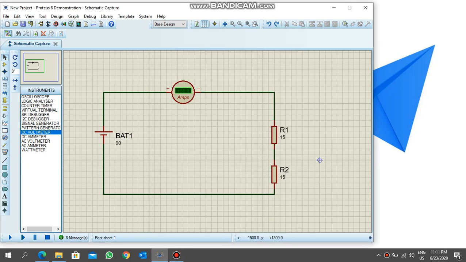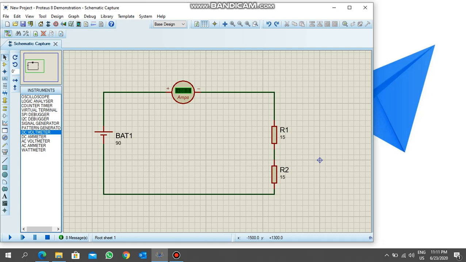Today is our lab 4 for Proteus circuit analysis. In this lab we will see how we can find the voltage in any circuit simulation while using the Proteus tool. So let's start with this circuit.